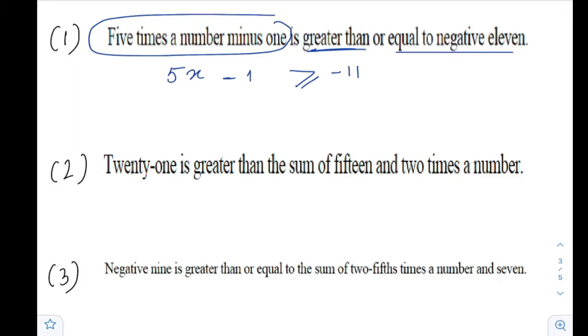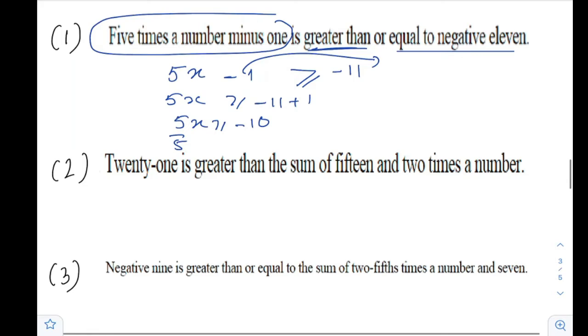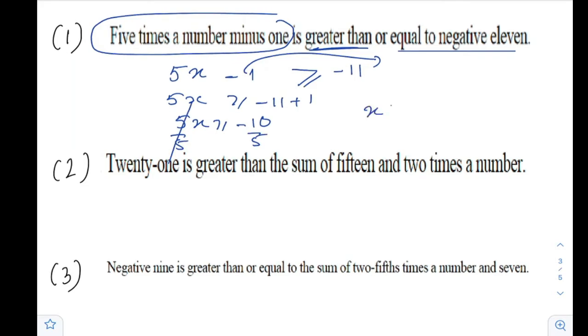And then it's an easy inequality to solve. We translated it, 5 times a number. So we will solve as usual. Minus 11 plus 1, 5x more than or equal to minus 10. Dividing both sides, x is more than or equal to minus 2. So our number should be more than or equal to minus 2.